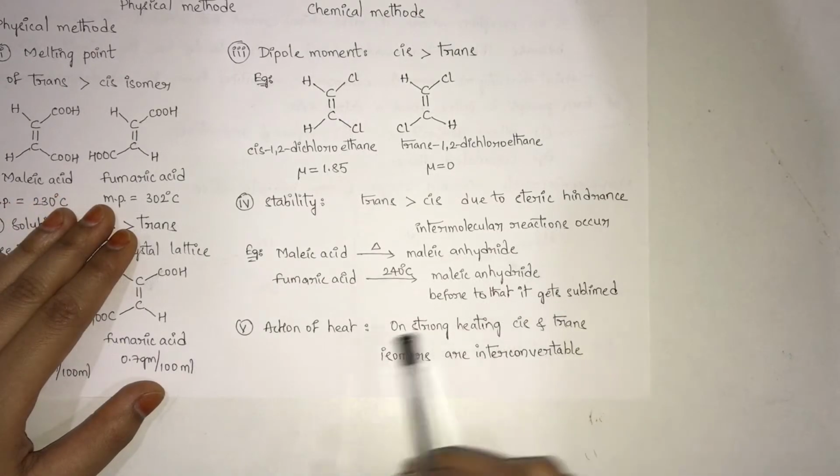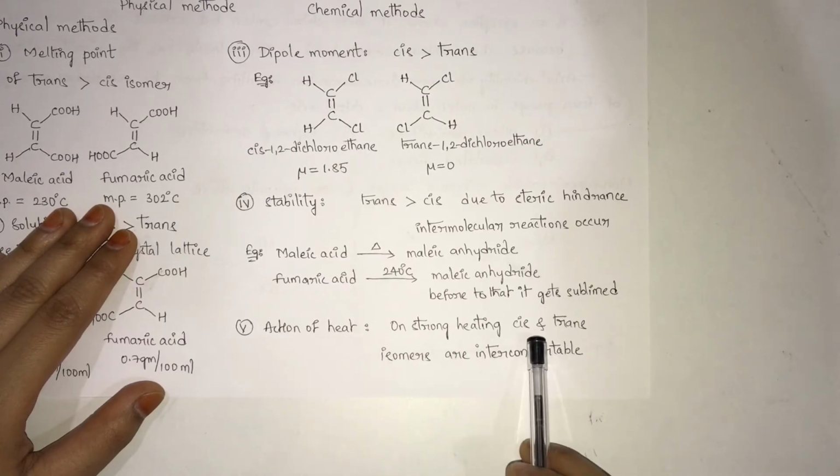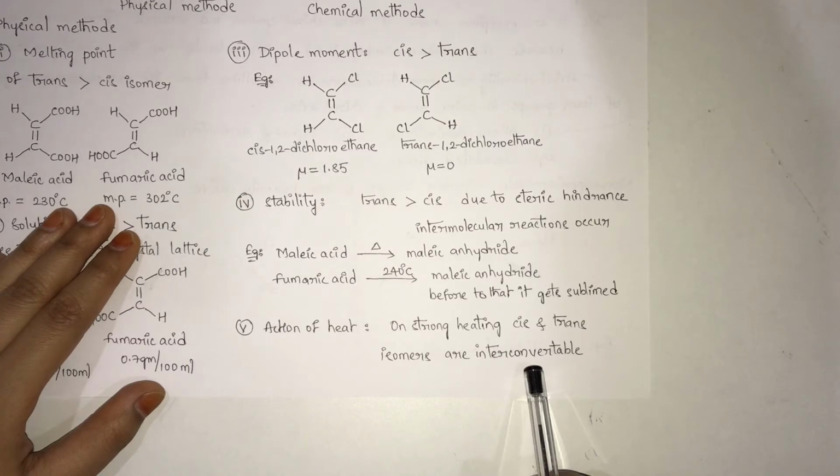Fifth one, action of heat. On strong heating, cis and trans isomers are interconvertible. That means, if we take the cis isomer, on strong heating the pi bond will be broken so that the single bond can rotate, giving the trans configuration. In the same way, the trans isomer will be converted to cis isomer.